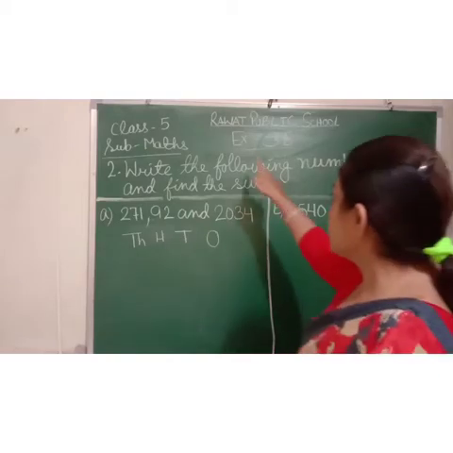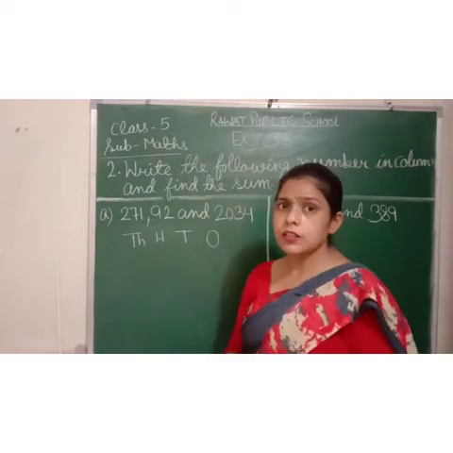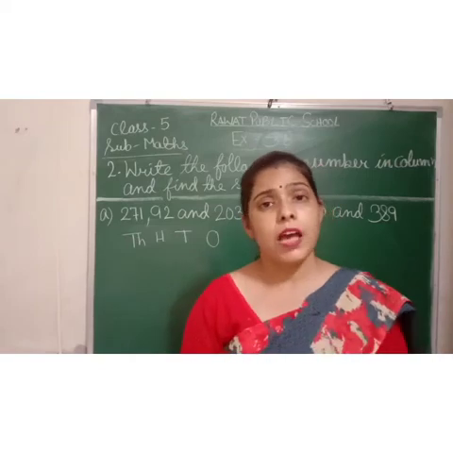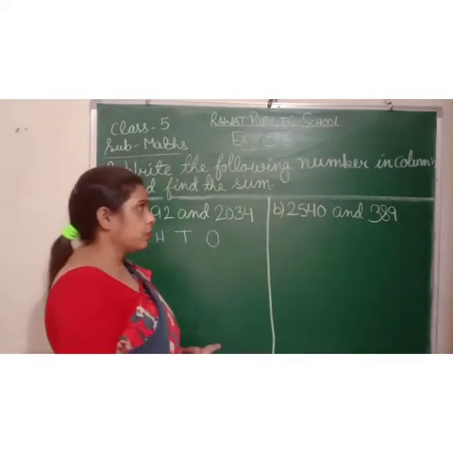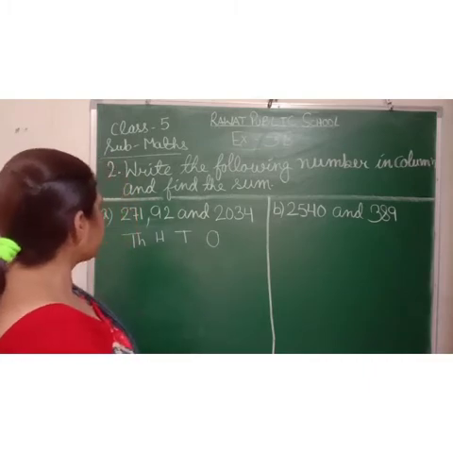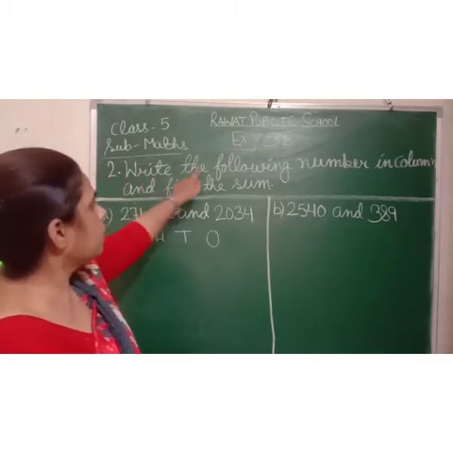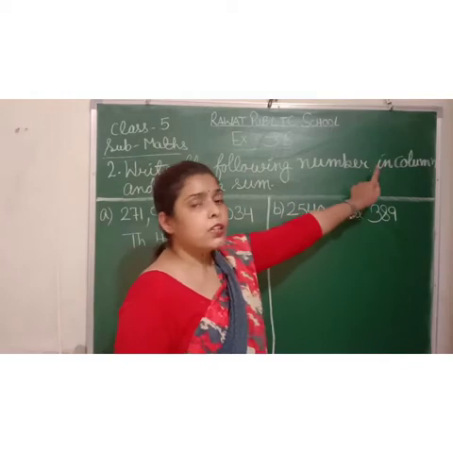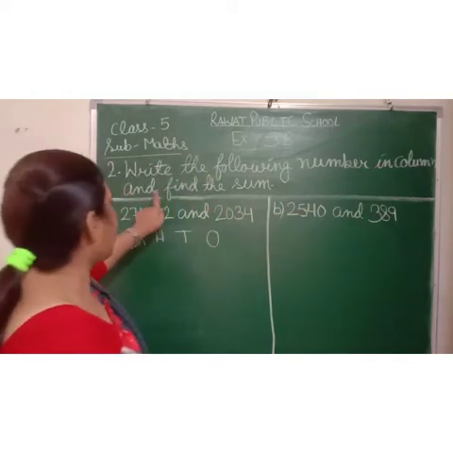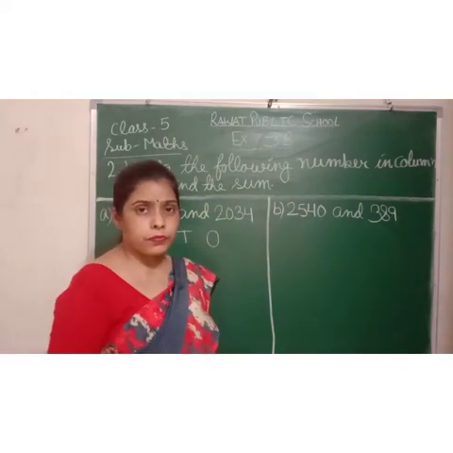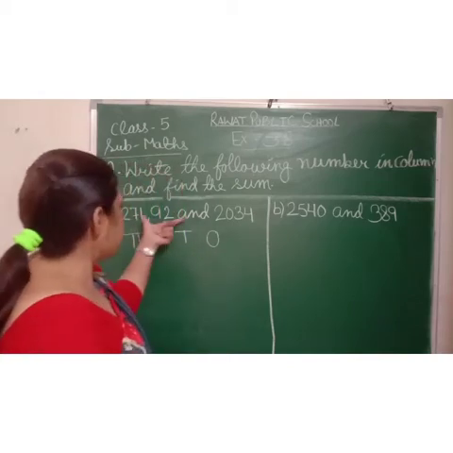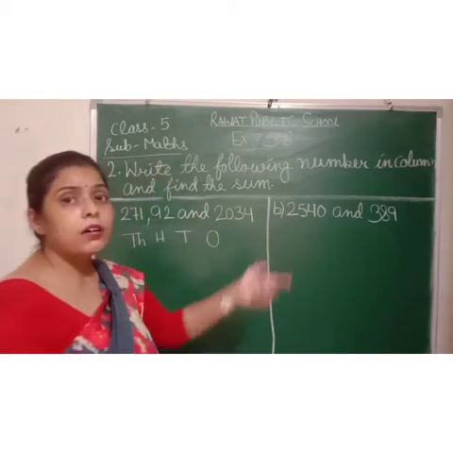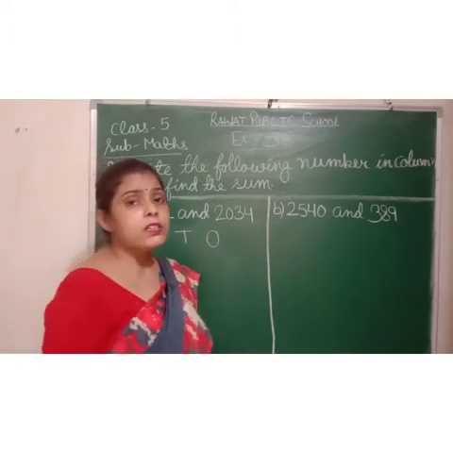So as we were doing exercise 3B, question number 1 we have done. Today we will do question number 2. What do we have to do in question number 2? Write the following numbers in columns and find the sum. We have to arrange these numbers in columns and then find out their sums.